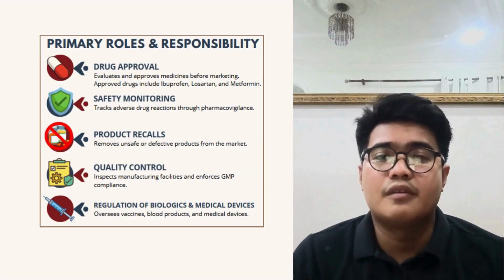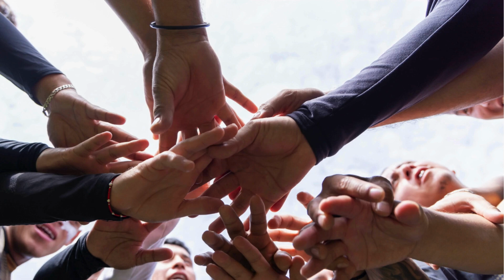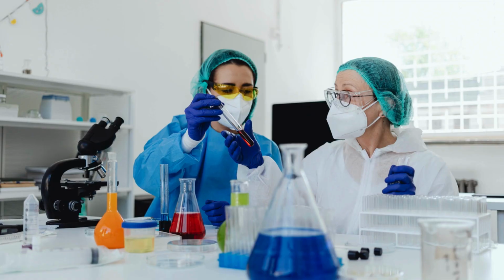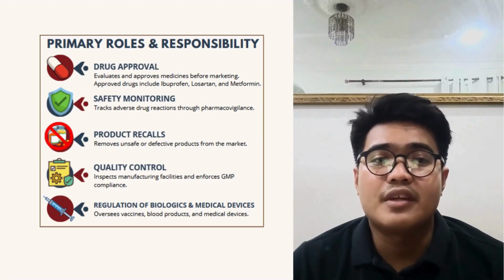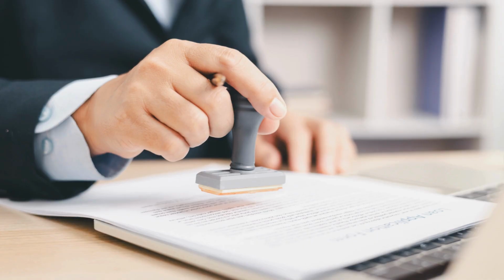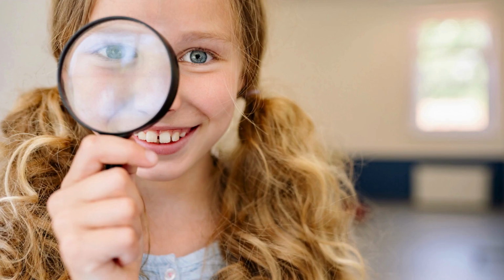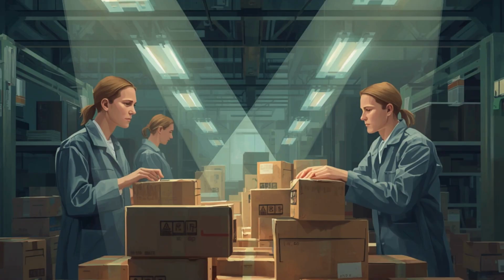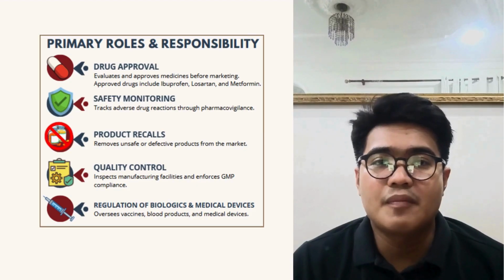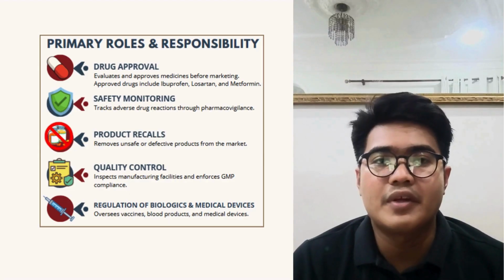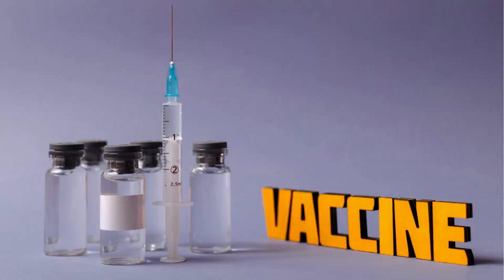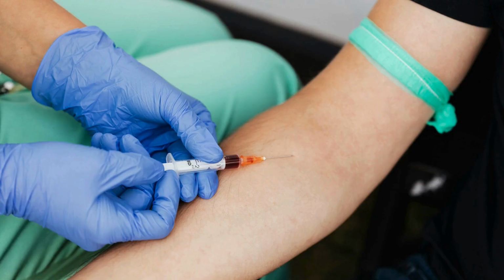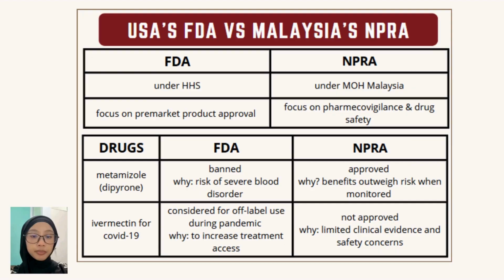For the roles and responsibilities of FDA, the FDA performs several important functions to ensure public safety. It evaluates and approves medicines before they reach the market, continuously monitors their safety after approval, and manages product recalls when necessary. The agency also inspects manufacturing facilities to ensure compliance with good manufacturing practices, and also regulates biologics such as vaccines, as well as medical devices used in healthcare.